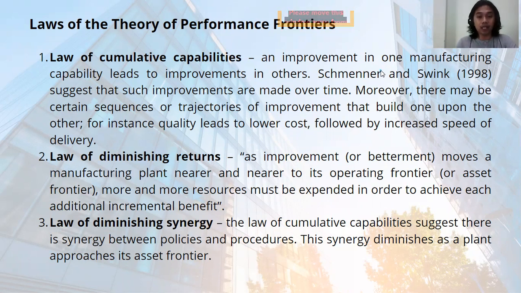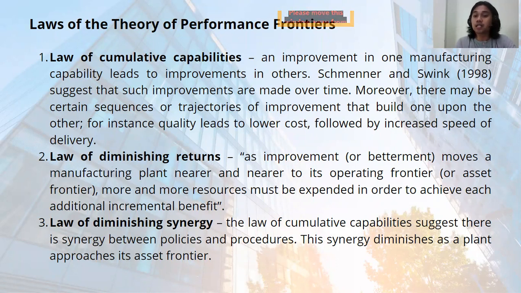And number three is the law of diminishing synergy. The law of cumulative capability suggests that there is synergy between policies and procedures. This synergy diminishes as a plant approaches its asset frontier. When we say synergy, it means the interaction or cooperation of two or more organizations, substances, or other agents to produce a combined effect greater than the sum of their separate effects.